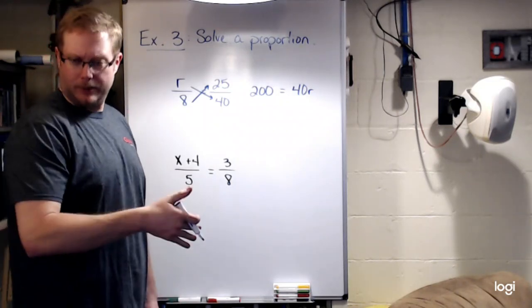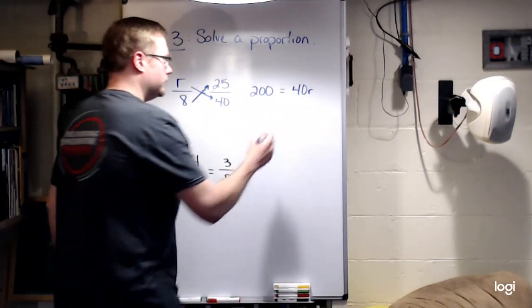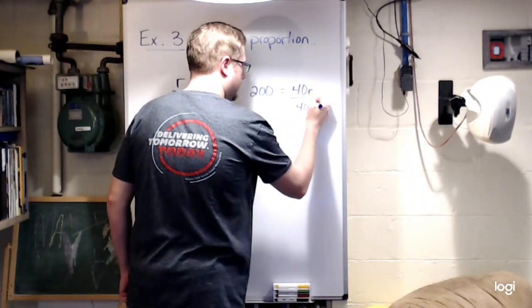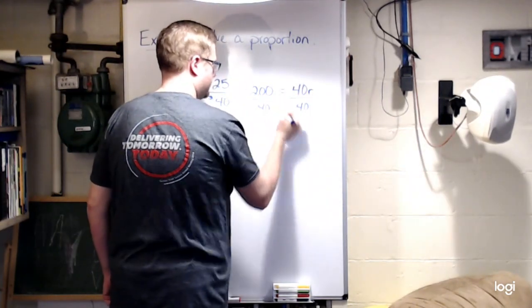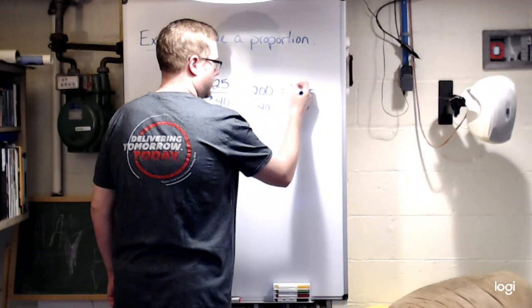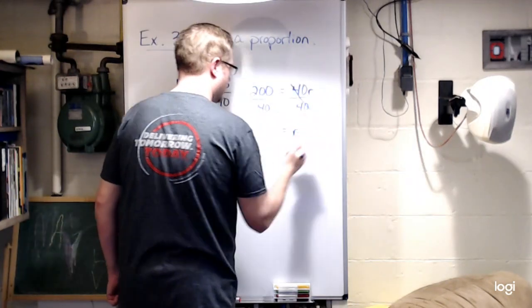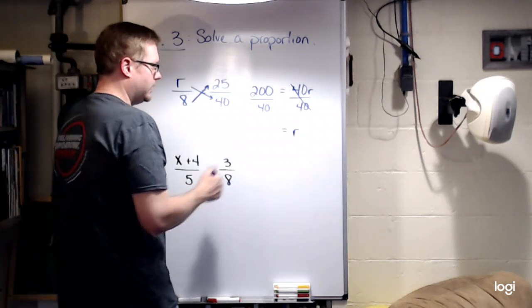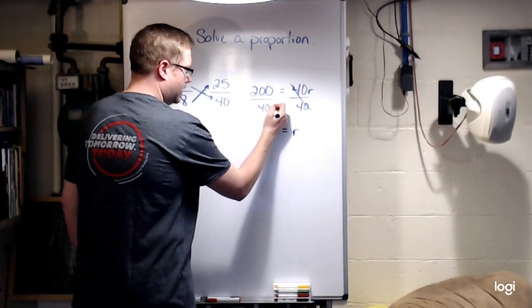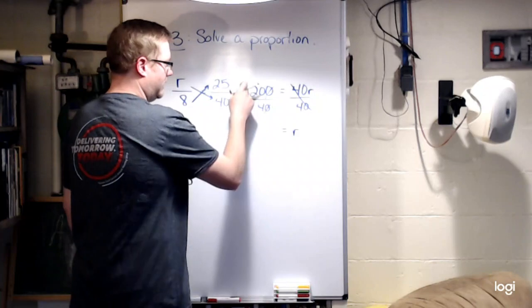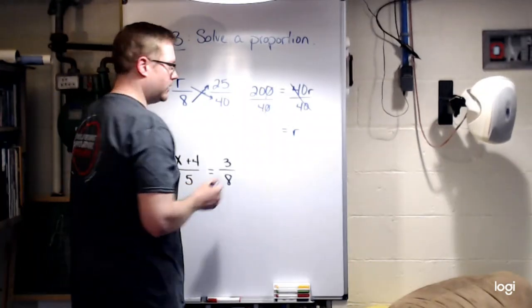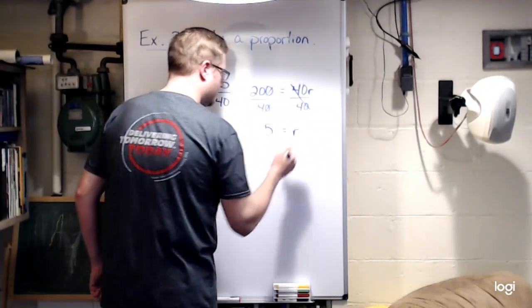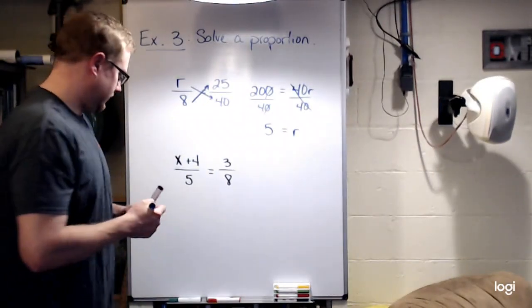We're going to do the opposite of times 40, which would be divided by 40. The 40s cancel out over here. And 200 divided by 40, for those of you trying to do it in your head, another easy way to do this: these two zeros cancel out, and you basically have 20 divided by 4, and that'll give you 5. So 5 equals r in that case.